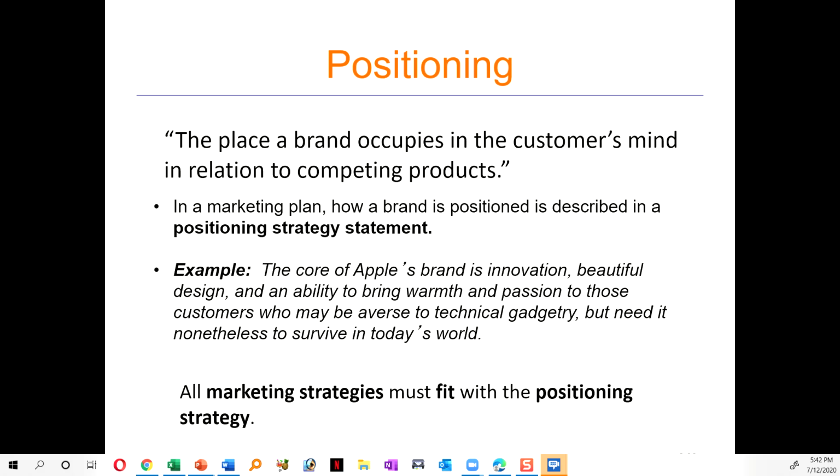So the strategy itself is fairly short in many cases, and the positioning strategy should be attractive to customers, distinctive from the competition, deliverable by a company. And as you can see here, an example of that position strategy statement is right there, which has got to do with Apple.